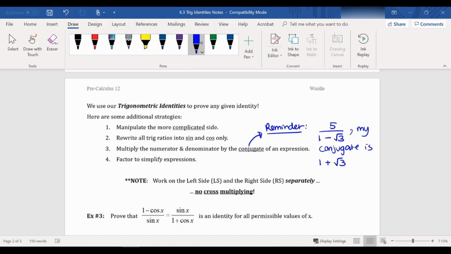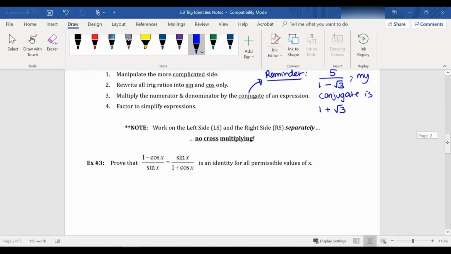The other option, which is option number 4 in your list above, is to factor. Sometimes you'll get stuck, but if you factor, you'll have common factors on the top and the bottom of your expression that can be canceled out. So for example 3, we're going to use method number 3 using a conjugate. And for example 4, we're going to see how we can factor to simplify. A reminder, you cannot cross multiply. We have to work on the left and the right separately.